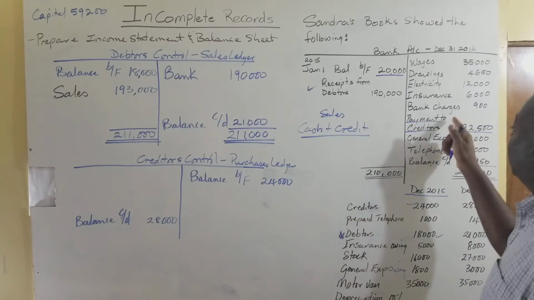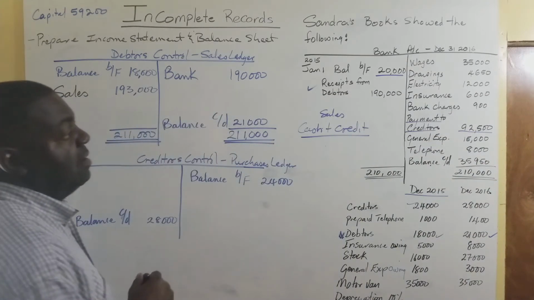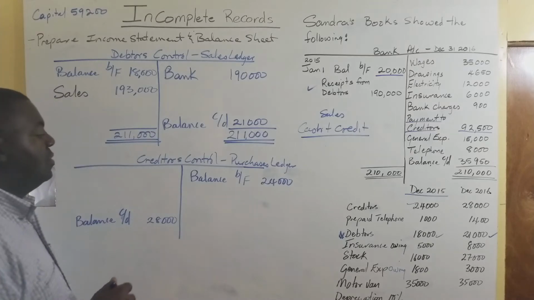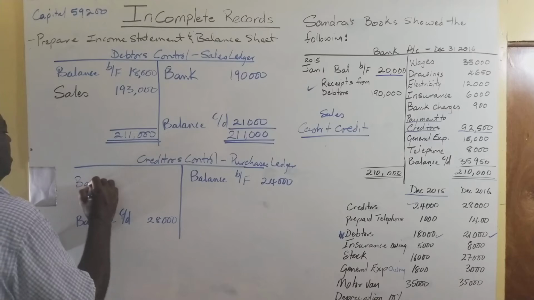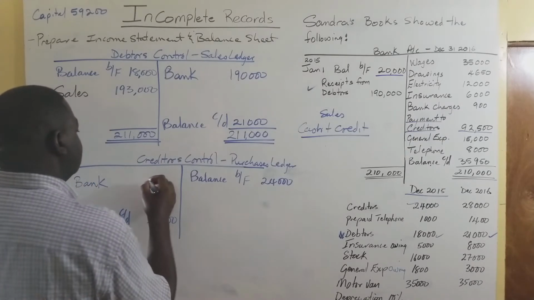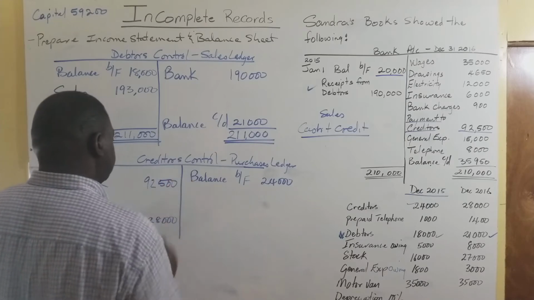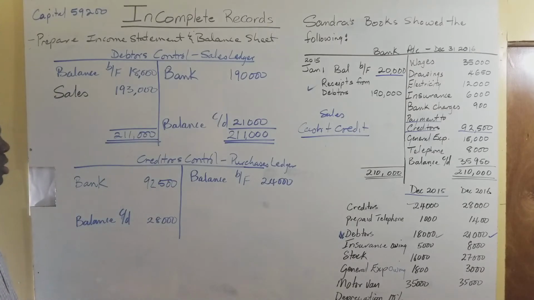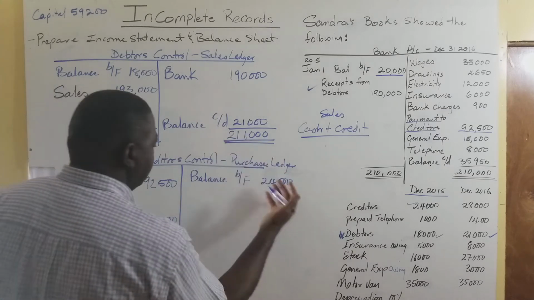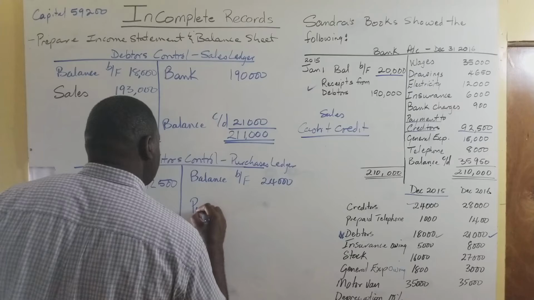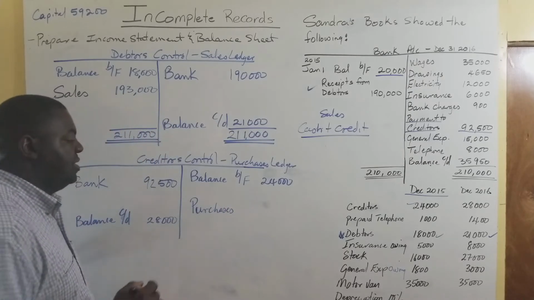Good, we have payment made to creditors of 92,500. So we'd be reducing our creditors, so it's going to be here, bank, and that figure is 92,500. So once we add the information here, subtract it from here, we're going to get our purchases. And again, this represents credit purchases.